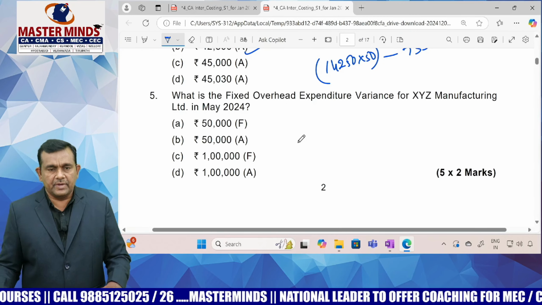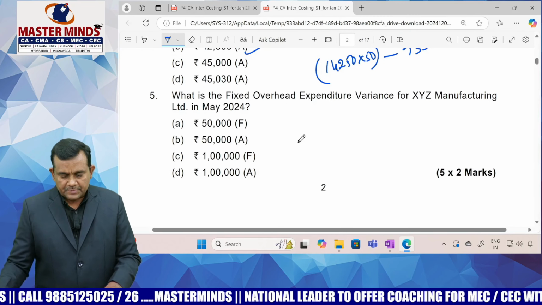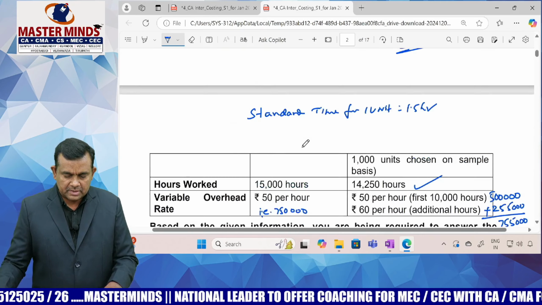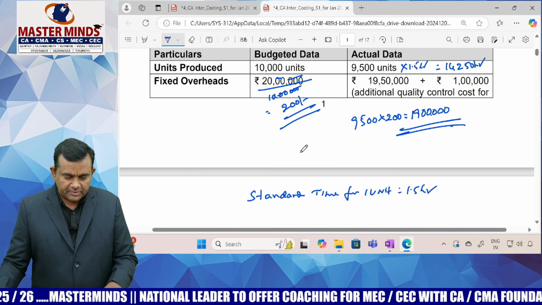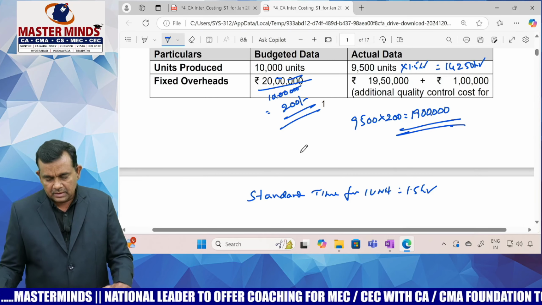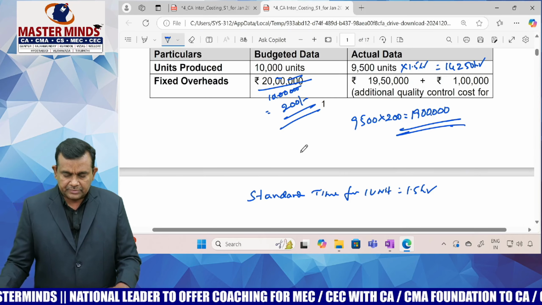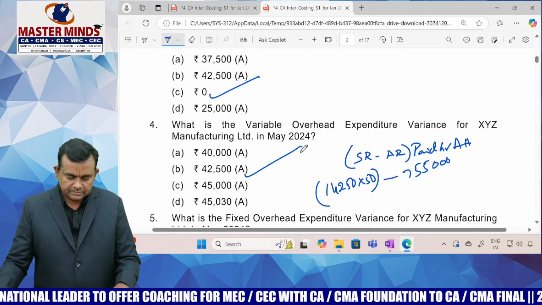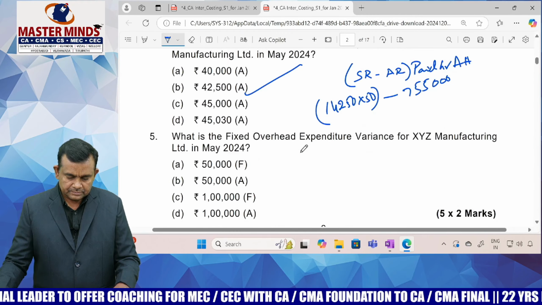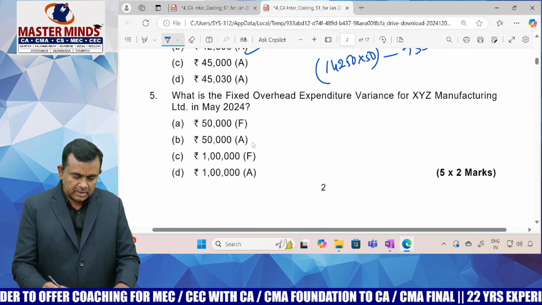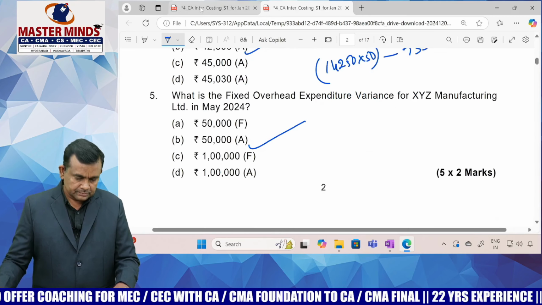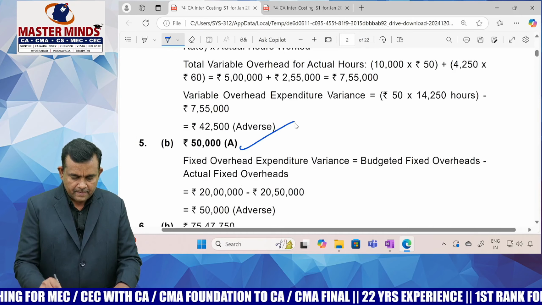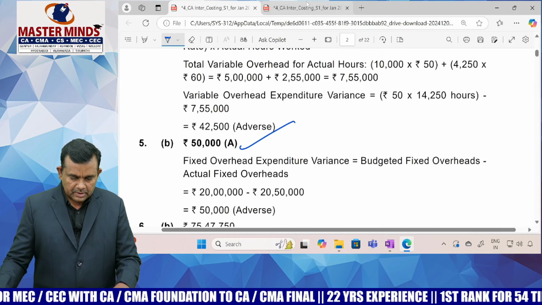Next, FOH expenditure variance, sir. Expenditure variance means budgeted FOH cost minus actual FOH cost. Here budgeted FOH cost is 20 lakhs, sir. Actual FOH cost is 20 lakhs 50,000. So that is 50,000 adverse, sir. Yes, 50,000 adverse.